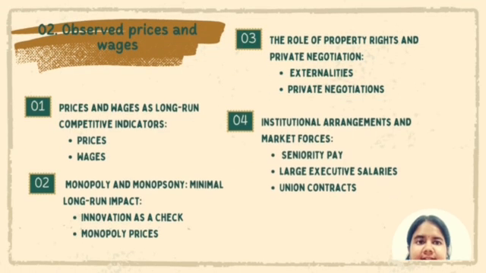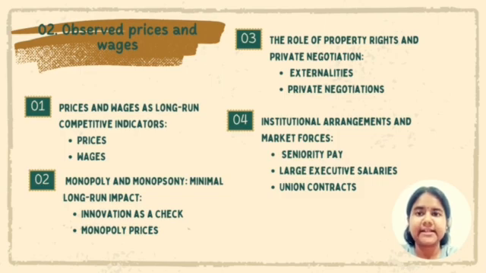The second major tenet talks about the efficiency of markets and the ability of prices and wages to approximate their long-run competitive levels. First, the prices and wages as long-run competitive indicators. Observed prices and wages generally align with their long-term competitive levels because markets tend towards equilibrium over time. In a competitive market, prices reflect the opportunity cost of goods and services, balancing supply and demand. Wages represent the opportunity cost of labor, reflecting workers' productivity at the margin.